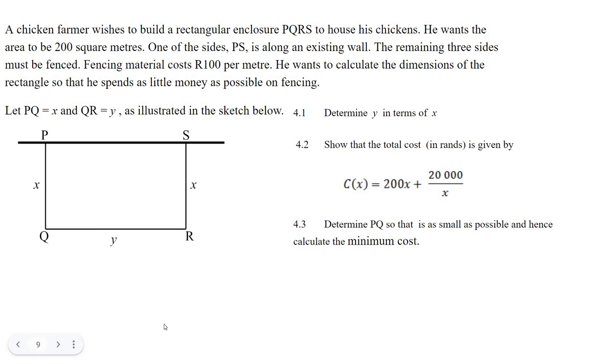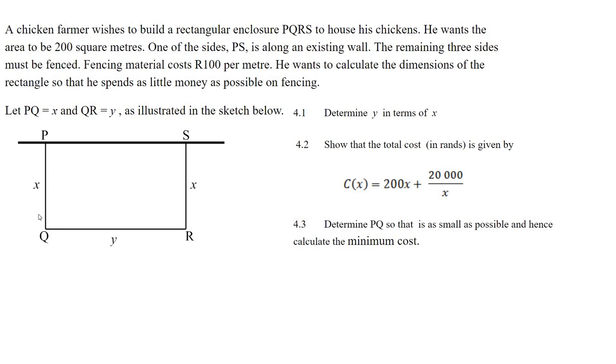Okay, let's try the last question. It's a min-max problem, and let's just read through it, see if we can figure out what's going on. There's this chicken farmer. He's going to build a rectangular enclosure, PQRS, to keep his chickens. He wants the area to be 200 square meters.